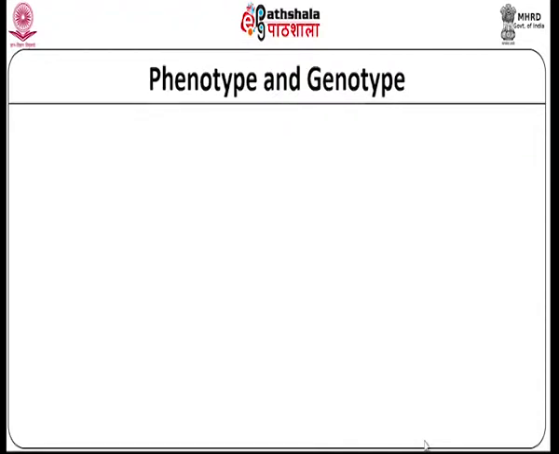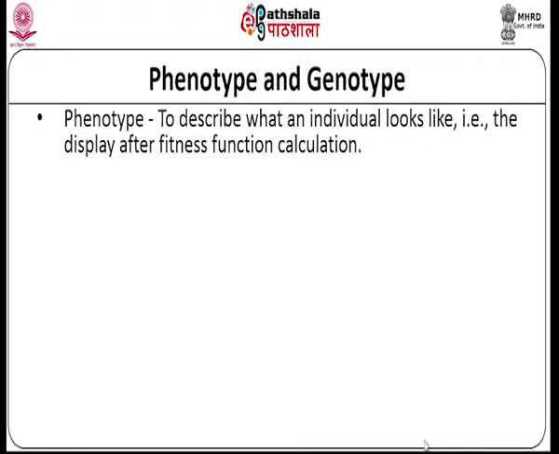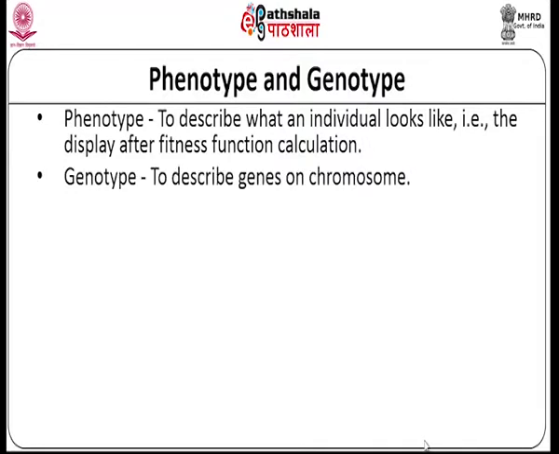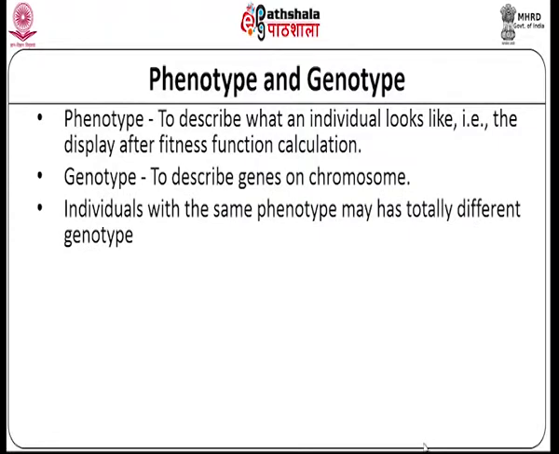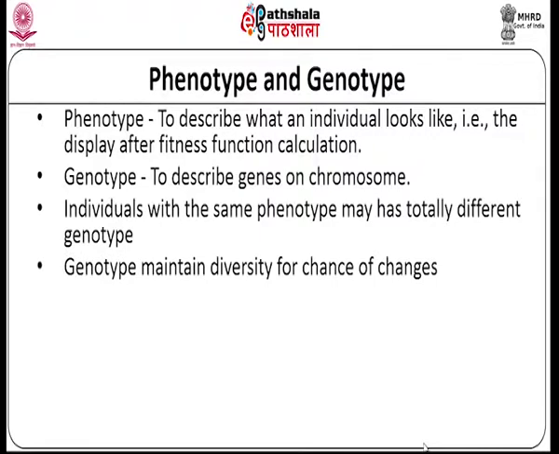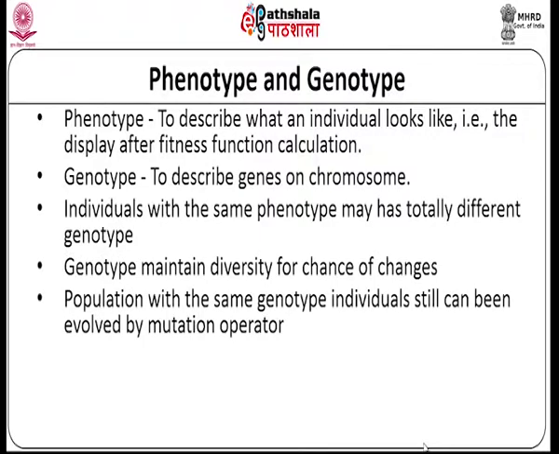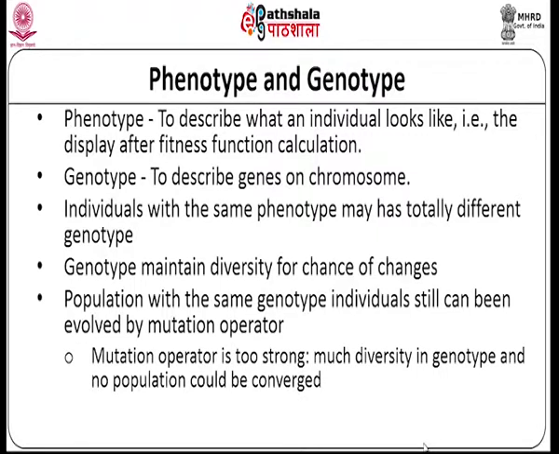Now, let us talk about phenotype and genotype. Phenotype describes what an individual looks like, the display after the fitness function calculation, okay. Genotype describes the genes on a chromosome. Individuals with the same phenotype may have totally different genotypes. So, that is possible. Genotype maintains diversity for the chance of changes. A population with the same genotype individuals can still be evolved by mutation. So, it is not that if different populations have the same genotype individuals, you will come up with the same final solution, because of the mutation operator. The mutation can be done differently. If the mutation operator is too strong, there is too much diversity in genotype and no population could be converged.